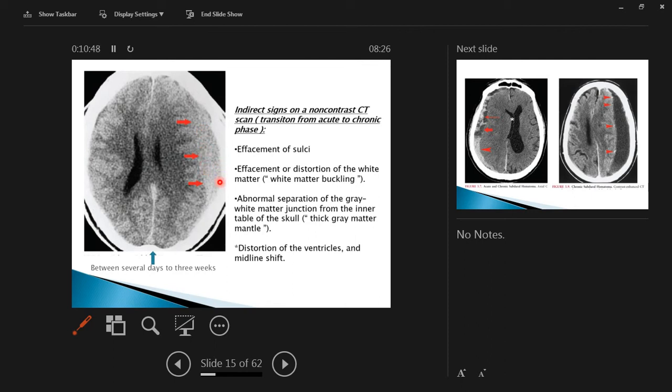So our indirect signs include effacement of the sulci, effacement or distortion of the white matter, what's called white matter buckling, abnormal separation of the gray-white matter junction from the inner table of the skull, called thick gray matter mantle, and distortion of the ventricle and midline shift.